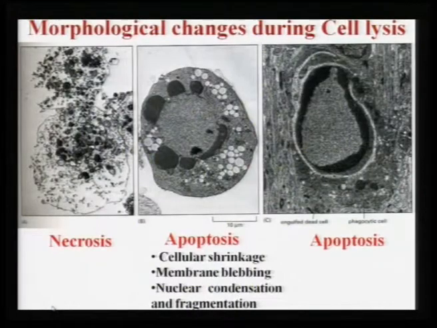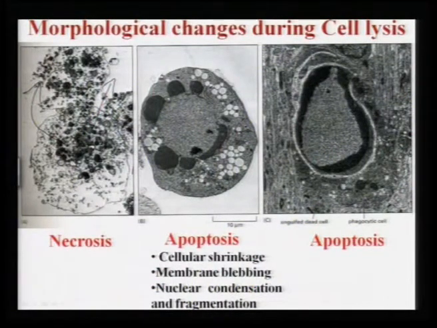Now, if you look at this slide, you would be able to realize what the morphological changes are that take place during the cell lysis process. So, the left one is necrosis. As you can see, cell membranes are ruptured here at different places, and all the intracellular organelles are coming out of the cell.